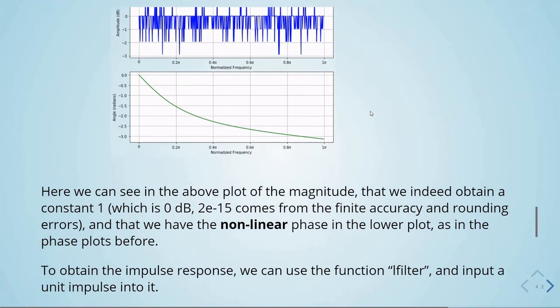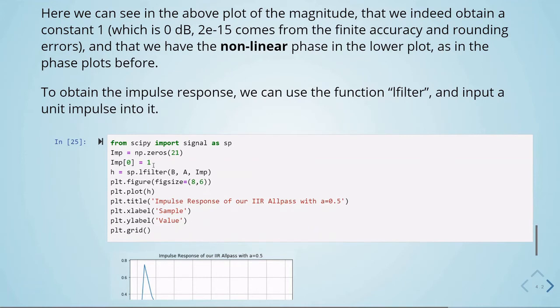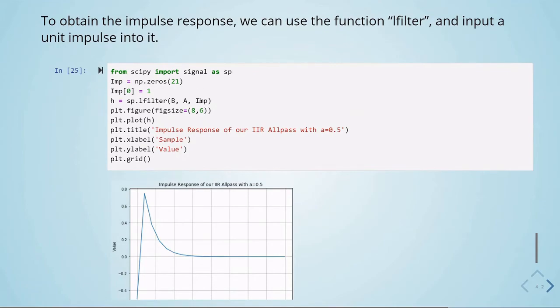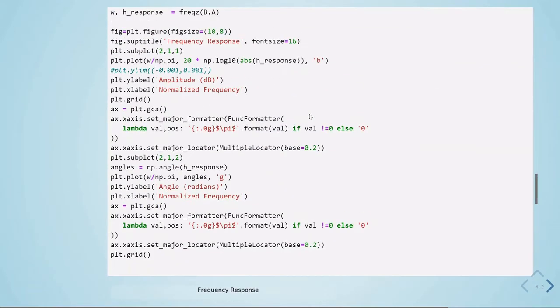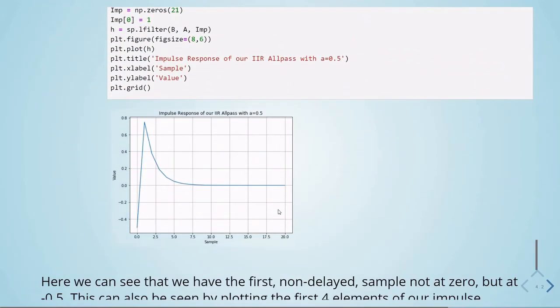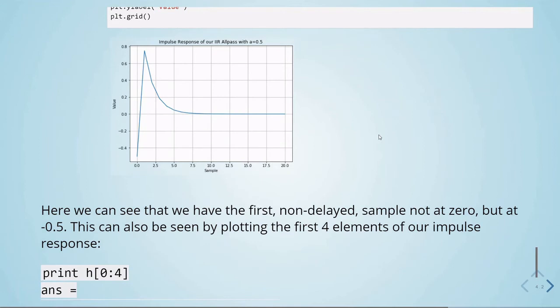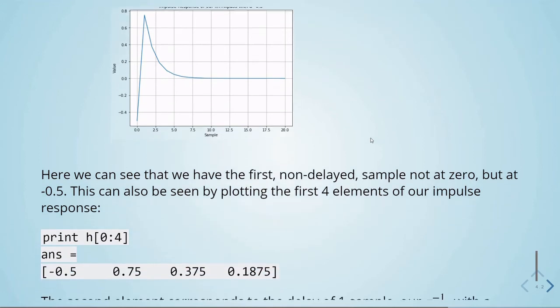We can also obtain the impulse response using lfilter from SciPy. So we're defining our impulse. There's a 1 at sample equal to 0. The rest will be zeros. We are filtering this impulse with the numerator and denominator we defined here. And we have our impulse response for our IIR all-pass with A equal to 0.5. And here it is very interesting to notice that we have the first non-delayed sample not at 0 but at minus 0.5. Yeah. So we can also print the first 4 elements of our impulse response.